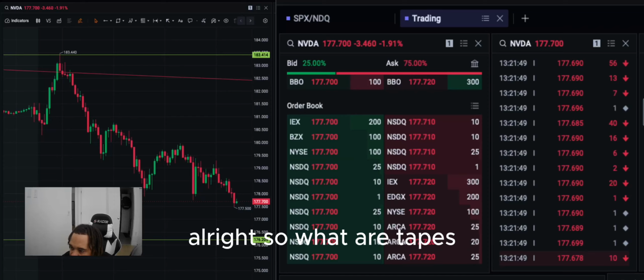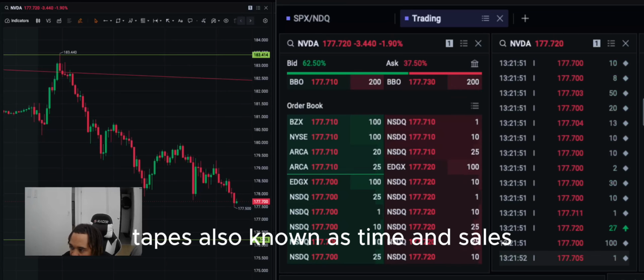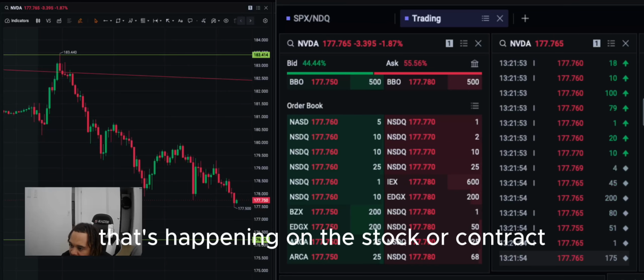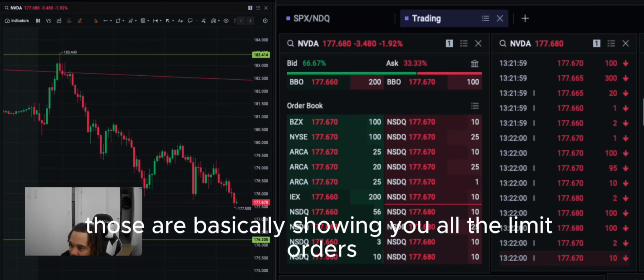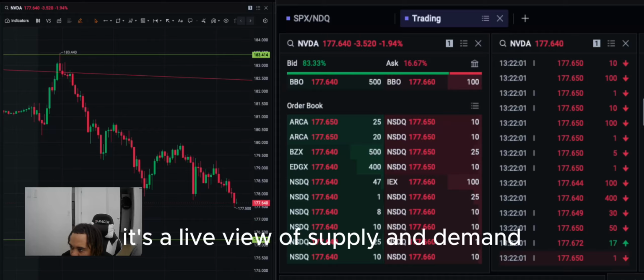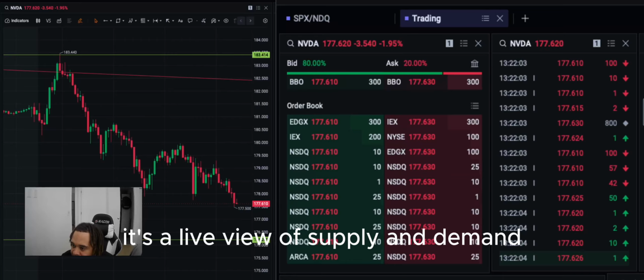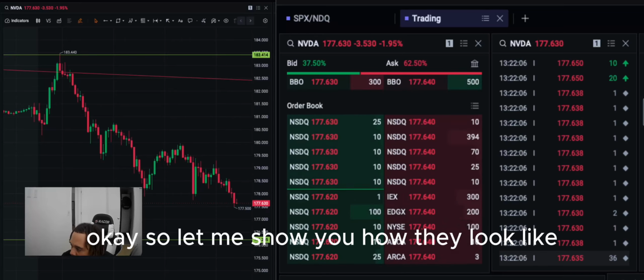All right, so what are tapes? Tapes, also known as time and sales, is your live feed of every single trade that's happening on the stock or contract in real time. And then also order book level 2s, right? Those are basically showing you all the limit orders waiting to be filled. It's a live view of supply and demand. Okay, so let me show you how they look.